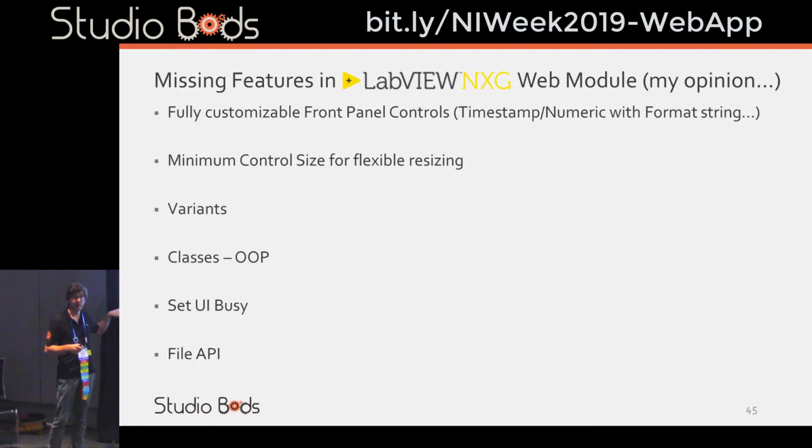So what I did right now in my QMH is I just flatten my data into a JSON string, and I pass my message attribute as a JSON string. So variants are coming in the next release. Classes, it would be nice if we had classes. There are classes in NXG, but not for WebVIs.